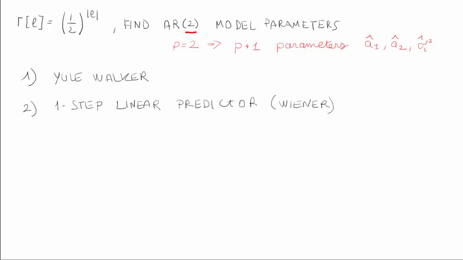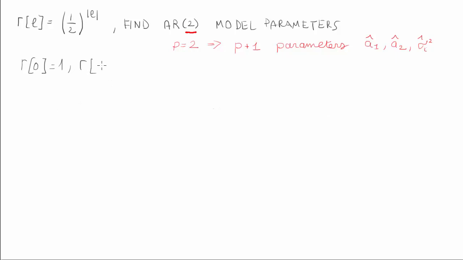Before we start, note that since we need to estimate three parameters, no matter which method we choose, we need an estimate of the autocorrelation function for three lags, that is at lag 0, at lag 1, and at lag 2. In this case, the autocorrelation function is exact, so in principle we can recover a true estimate of the power spectral density. And from the formula given here, we can easily calculate the autocorrelation at lag 0, which is equal to 1, at lag 1, which is equal to 1 over 2, and at lag 2, which is 1 over 4.